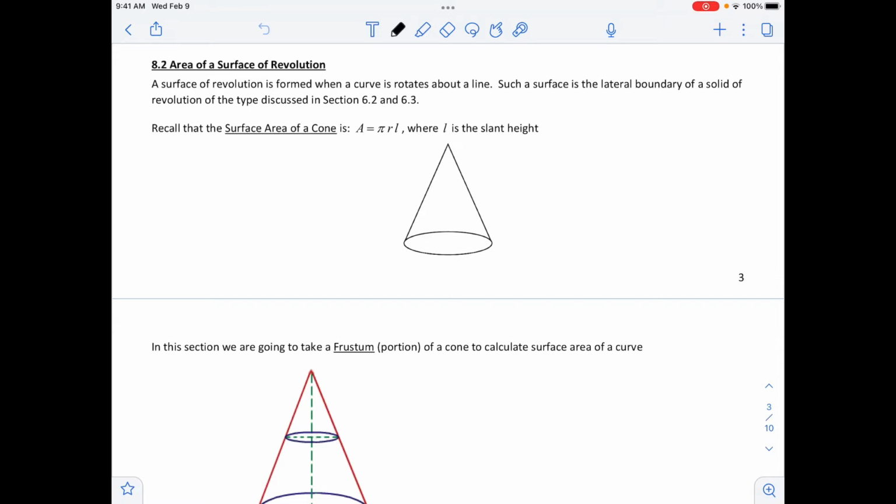We are in section 8.2, area of surface of revolution. A surface of revolution is formed when a curve is rotated about a line. Such a surface is the lateral boundary of a solid of revolution of types discussed in 6.2 and section 6.3. Recall that the surface area of a cone is area equals pi times r times L. So r is going to be our radius, and L is going to be the slant height.